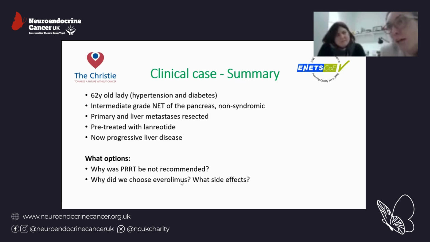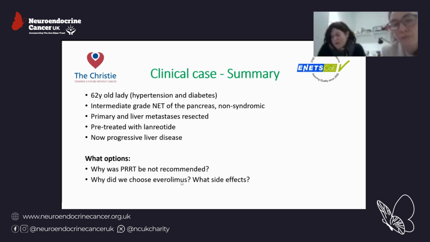So we went with everolimus, but obviously keeping a close eye on the glycemia of this patient. We could have gone for sunitinib and kept a closer eye on the blood pressure. So that's why we picked everolimus. If it was a patient without diabetes, we would have chosen everolimus. If it was a patient without hypertension, we would have chosen sunitinib.